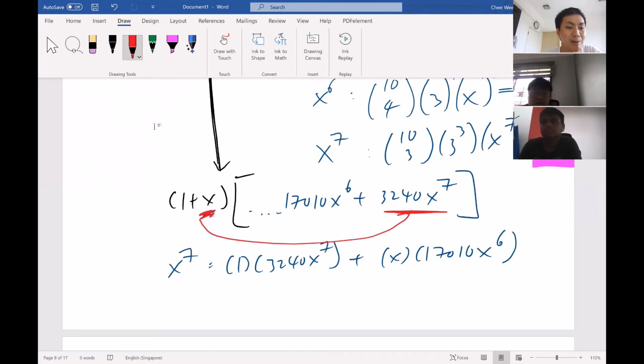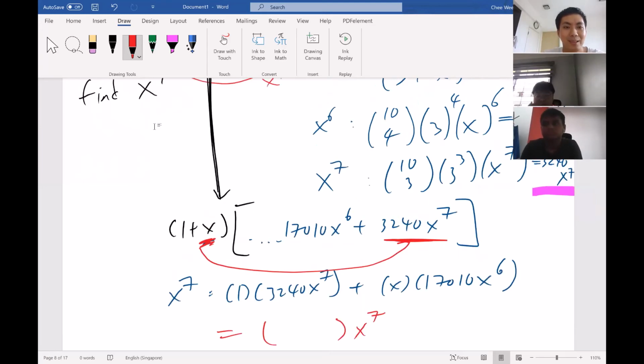The question says give me the x to the power of 7 term, then you just have to evaluate this, and then whatever gives x to the power of 7 will do. Okay?